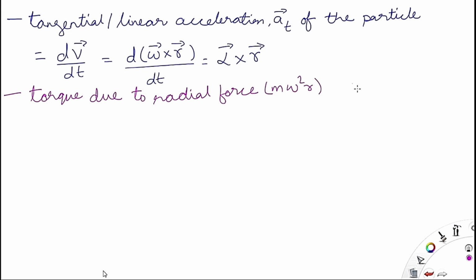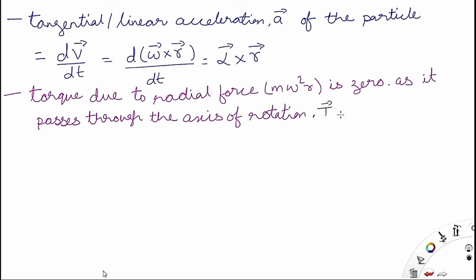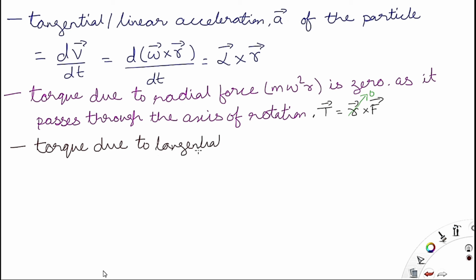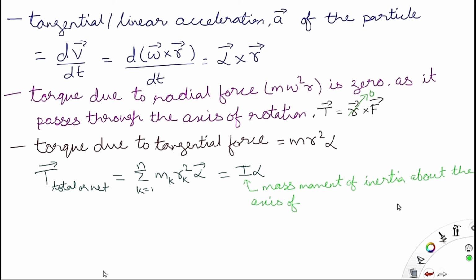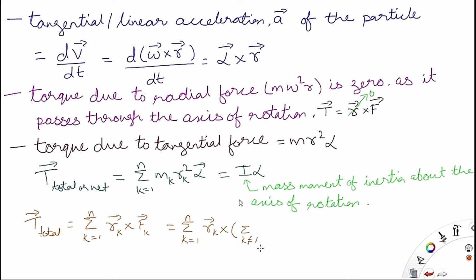Torque due to radial forces is equal to 0 because it passes through the axis of rotation. Torque due to tangential force is equal to m r square alpha. It is at a distance of r from the axis of rotation. So the net or total torque is equal to summation of m r square alpha. Summation of m r square means I, the mass moment of inertia about the axis of rotation. So I alpha.